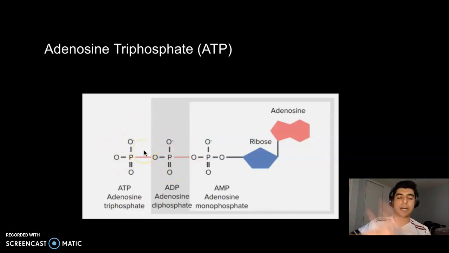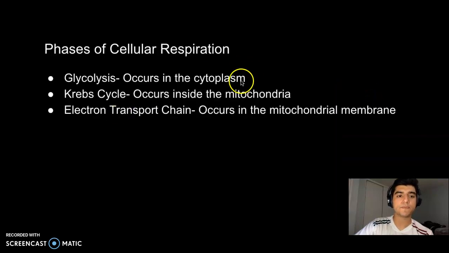It goes back to our performance expectations, that energy is stored in the form of bonds inside molecules. So the 3 phases of cellular respiration, we have glycolysis, which happens in the cytoplasm. The second stage is the Krebs cycle, which occurs inside the mitochondria. And then the third one is the electron transfer chain, which occurs in the mitochondrial membrane.